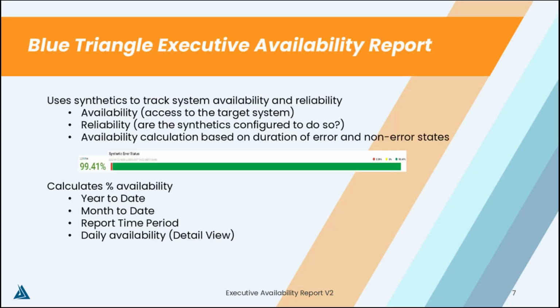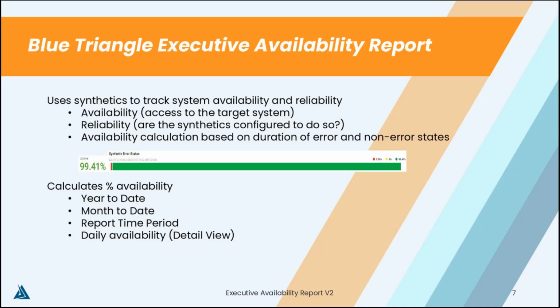As I mentioned before, Blue Triangle uses synthetics to track availability. A synthetic monitor will fail if it can't connect, and that lowers the availability score. If you configure your synthetics to verify data coming back, typically text on the page, if it's found, great, a reliable response. If not, again, it lowers the availability score.